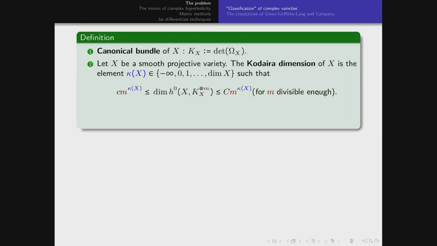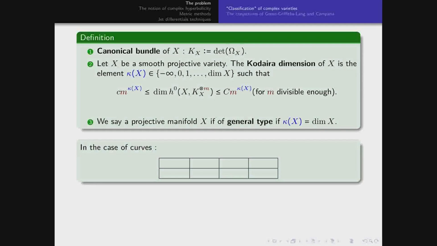We say that X is of general type if this Kodaira dimension is equal to the dimension of X, so if it's maximal. If you recall what we have said before, in the case of curves, you can easily compute the Kodaira dimension for smooth projective curves. It's minus infinity in the case of P1, in the case of genus 0. It will be 0 in the case of genus 1 curves, and it will be 1 for genus 2 or higher. So the last case is the case of projective curves of general type.